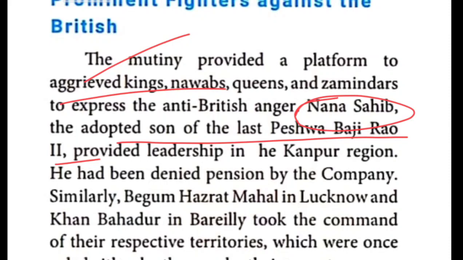On the basis of the doctrine of lapse, what happened? Lord Dalhousie said that if kings did not have a male child, they should not adopt a child. Instead, after the death of the particular king, they have to hand over everything to the British. So Nana Sahib couldn't get the pension from the Company.